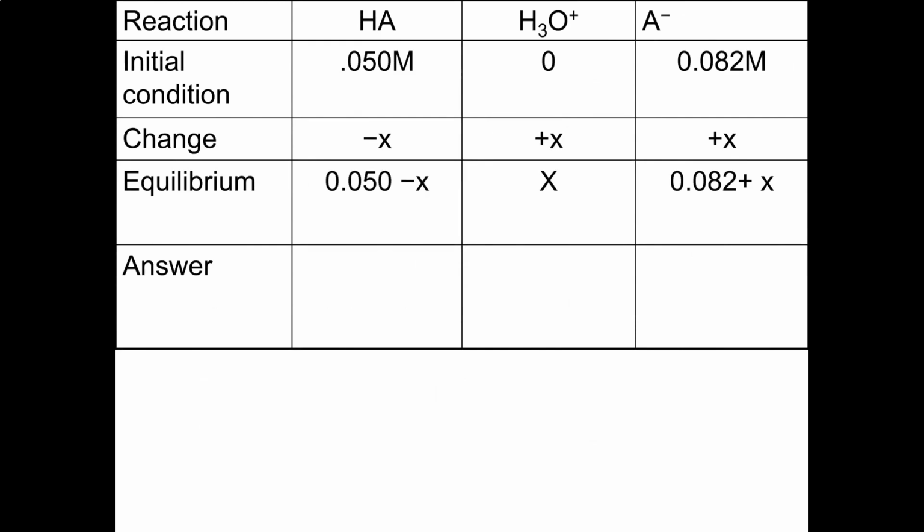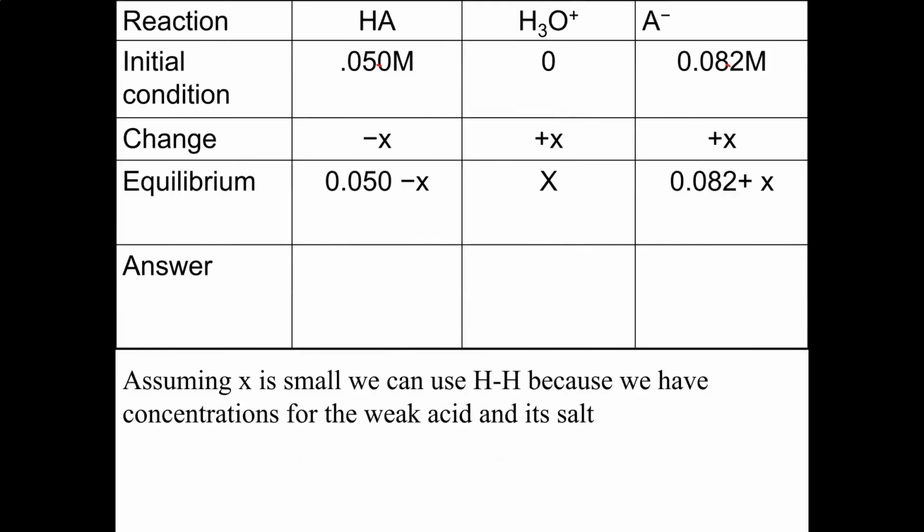You can see I have a value for this, and this one is still 0, right? Because they didn't give me anything for it. I'm going to assume it's 0, plus x, minus x. So I already know it's probably going to be an assumption question, because quadratic is usually not the answer for these. Assuming x is small, we're going to use Henderson-Hasselbalch. You have two choices at this point. You could solve for x the old-fashioned way, then get your H3O and your pH through there, or you could use Henderson-Hasselbalch. I'm going to do Henderson-Hasselbalch because it's a little bit easier.